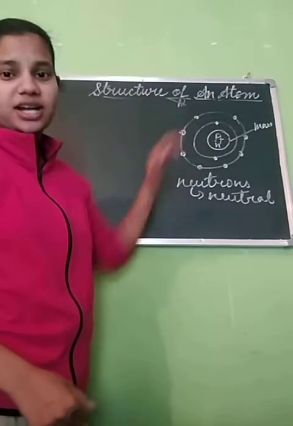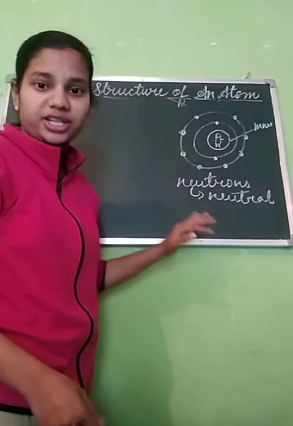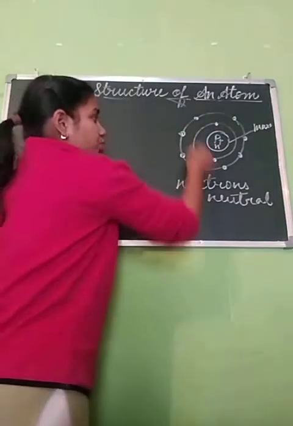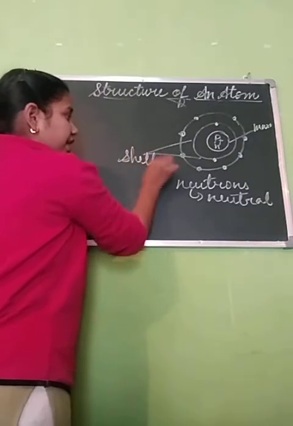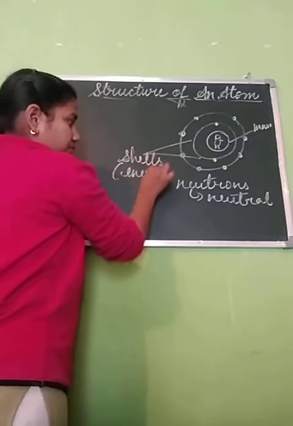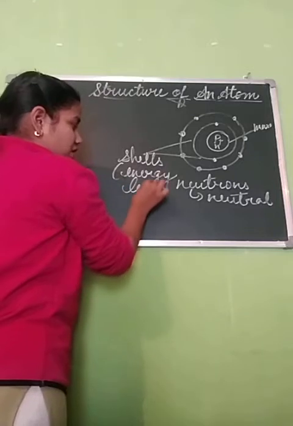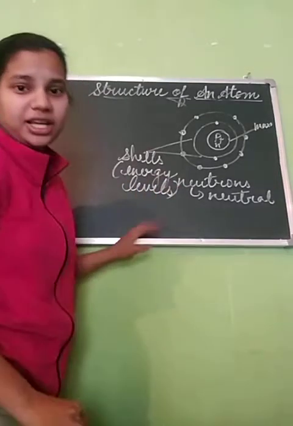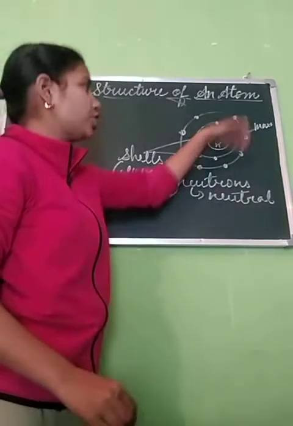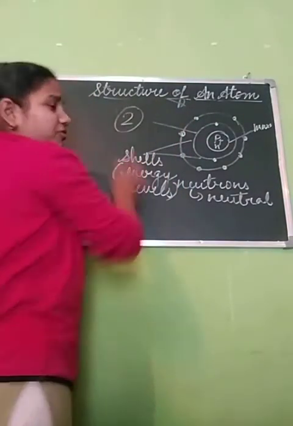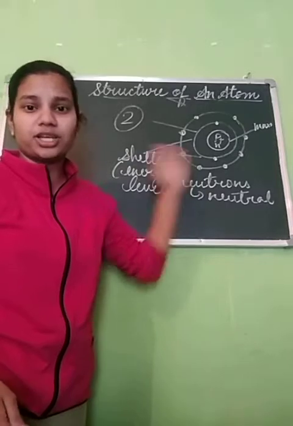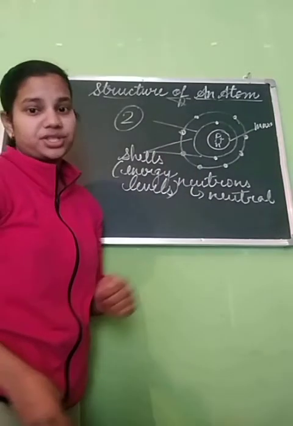After that, there are orbits, also known as shells, in which the electrons revolve. These shells or orbits are also known as energy levels. Now let us see how many electrons you can fill in one energy level. In the first shell, the largest number of electrons you can fill is 2 electrons.